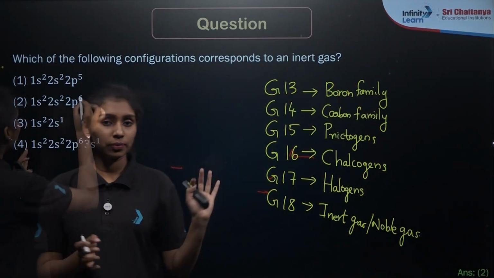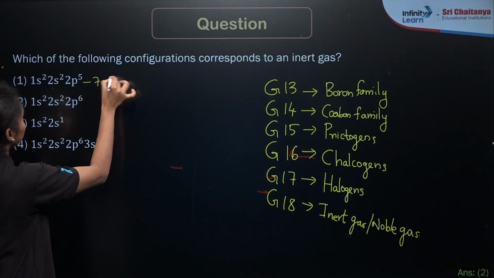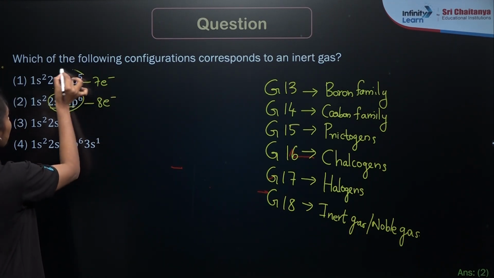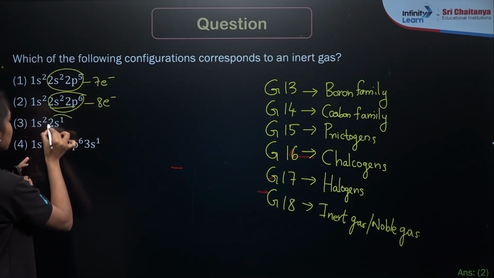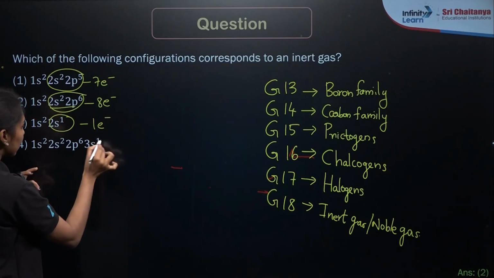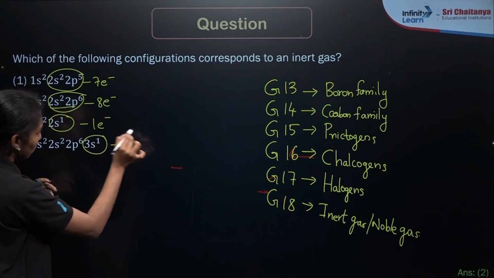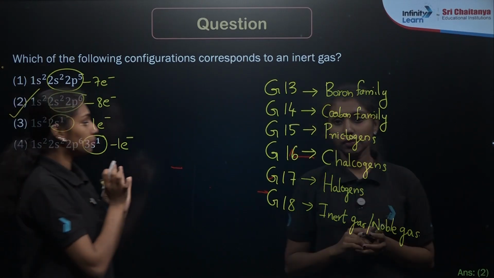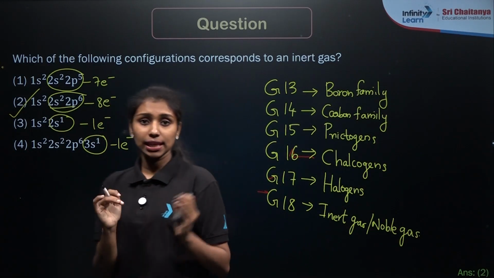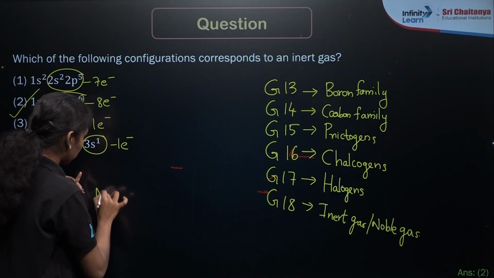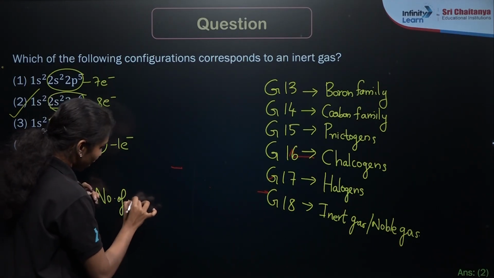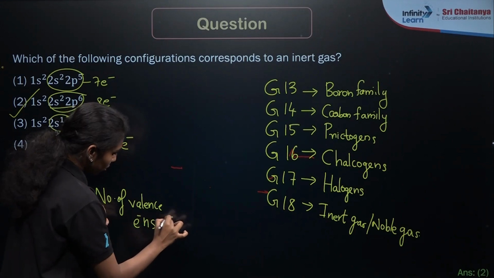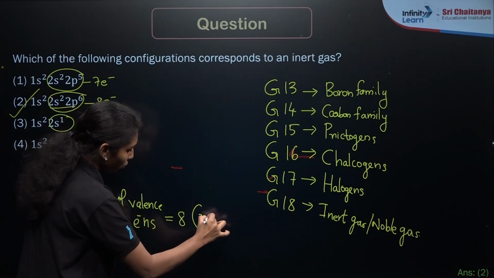Which one is here? Here it is 7 electrons, right? Here it is 8 electrons. We are considering 2s2 and 2p6. This is the outermost shell electron. Then here it is 2s1, 1 electron. Here it is again 1 electron. So we will consider the second one as the inert gas here. Clear? So what is the speciality of an inert gas? The number of valence electrons is equal to 8 in the case of noble or inert gases.